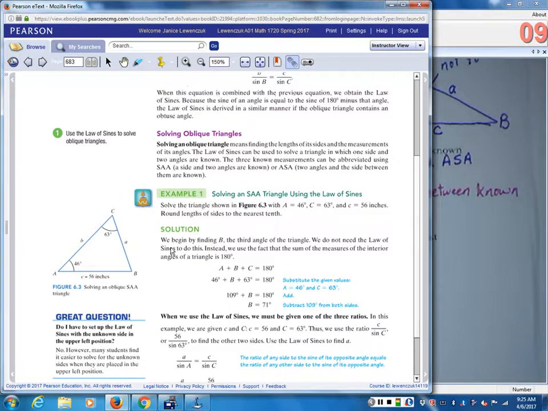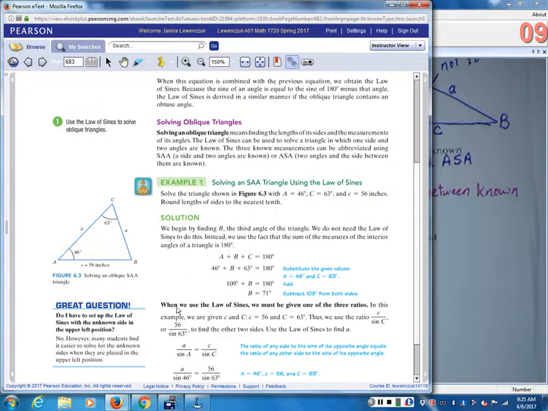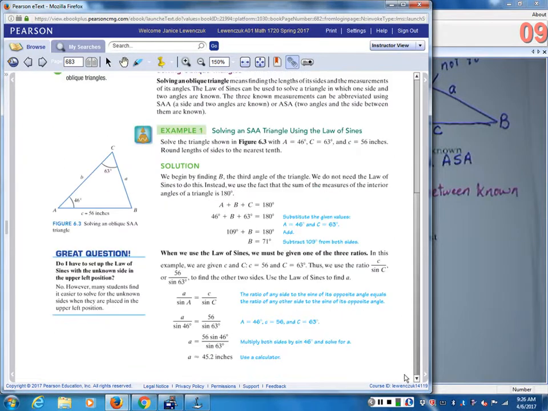That you needed one ratio. When we use the law of sines, we must be given one of the three ratios. Otherwise, you can't use that law. So you have to be given one of the three ratios. And so this is another example, and you can look at that. But what we've solved is, they solved this by cross multiplying or multiplying by sine 46.